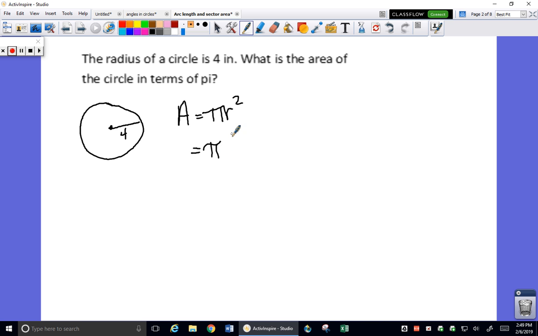So we simply replace the radius with 4, and we're only squaring the radius. And we traditionally put the number in front of the symbol pi rather than pi 16, even though it technically is the same thing. Put the pi after the number, and your units are square inches.